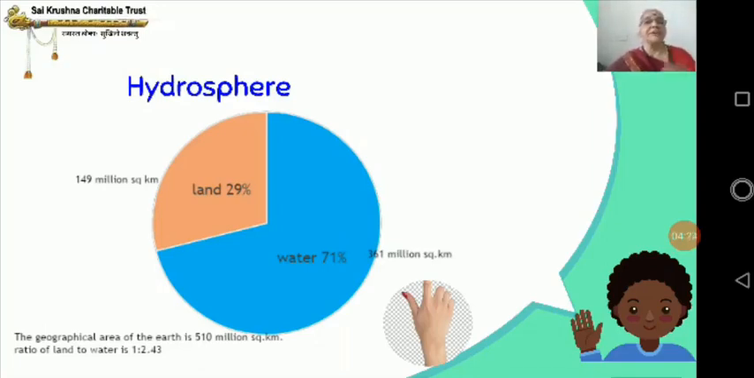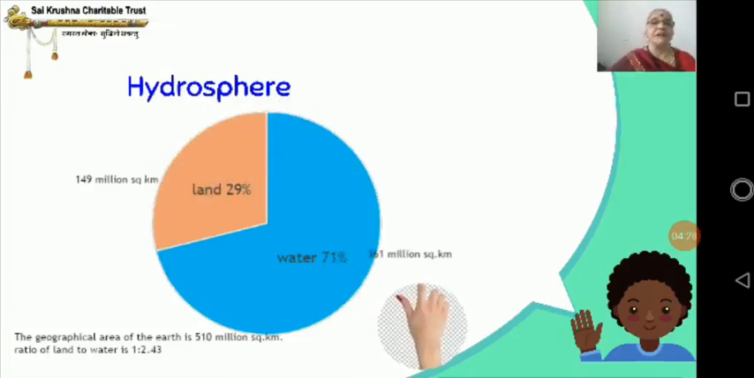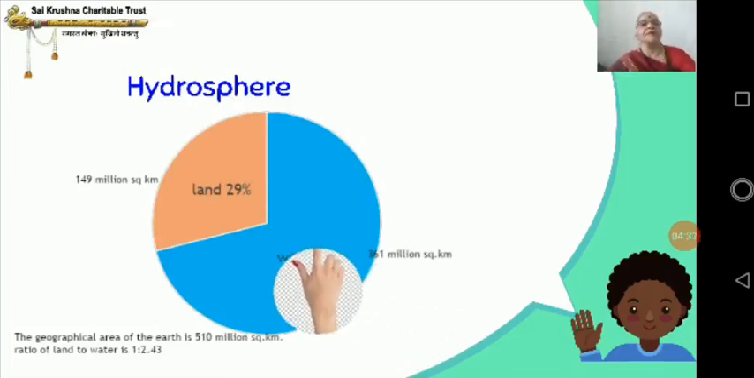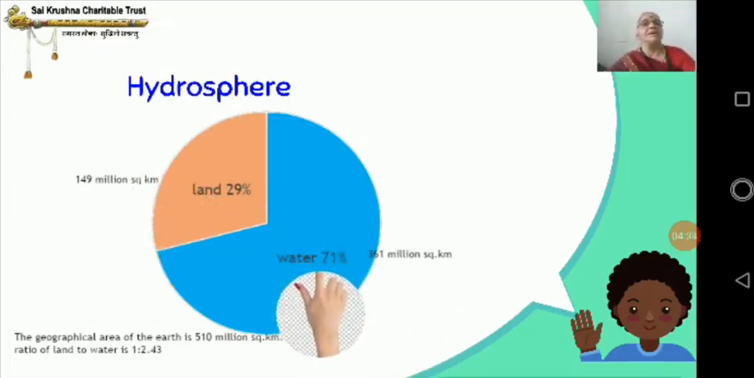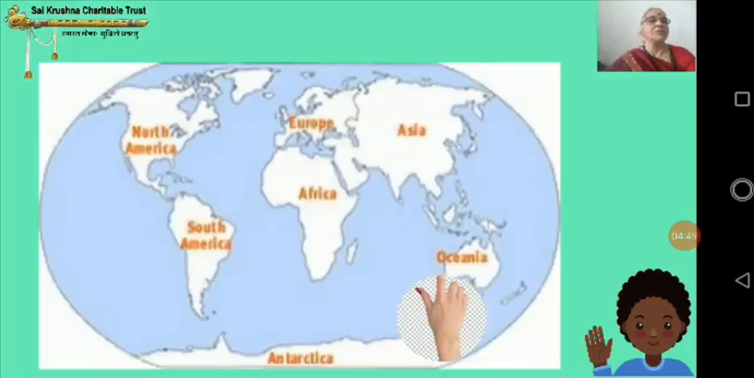The geographical area of the Earth is 510 million square kilometers and the ratio of water to land is 1:2.43. Is that clear? Alright. Land to water. The ratio of land to water is 1:2.43. Alright children, we proceed.